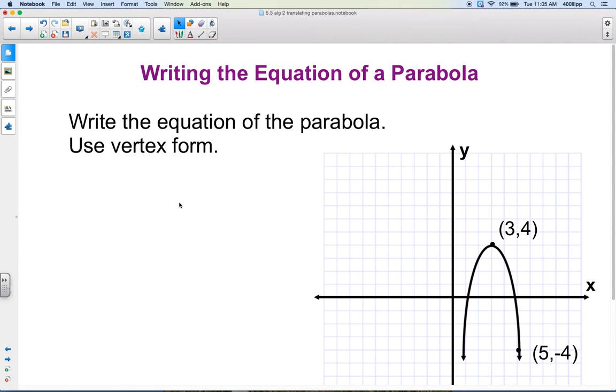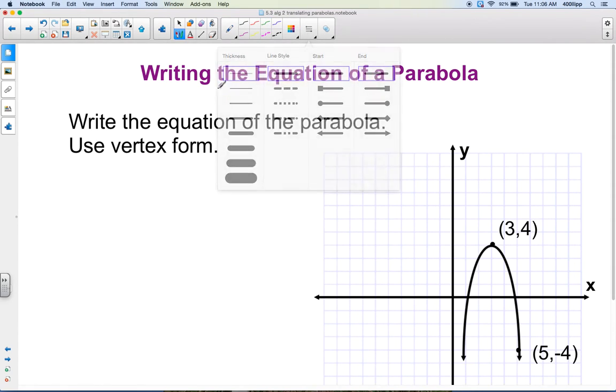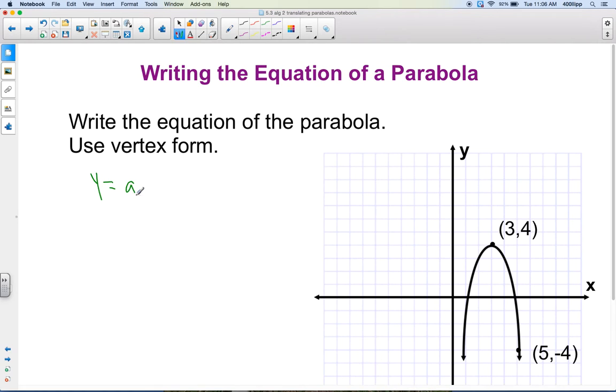Here we go. Now we have to write the equation of the parabola, and we're going to use vertex form. So let's start by just writing what vertex form is. Vertex form is y equals a times (x minus h) squared plus k. We know that (h, k) is our vertex. So plugging in, here's our vertex, this is (h, k) here. So we know that our vertex is (3, 4). And then we have another point, (5, -4).